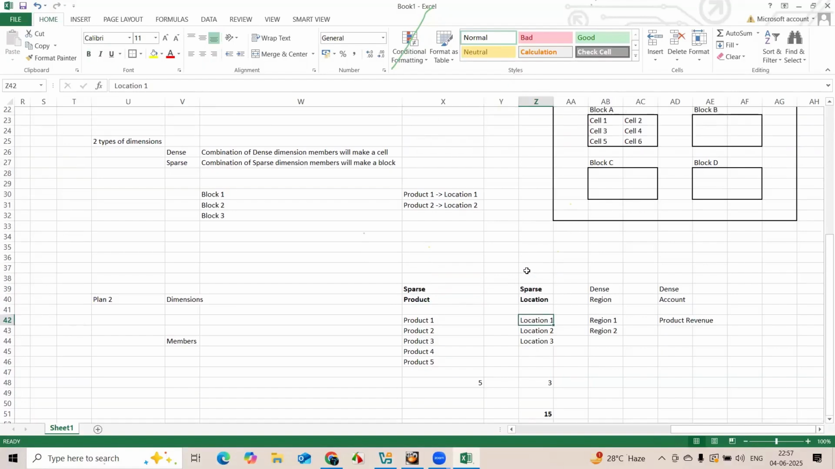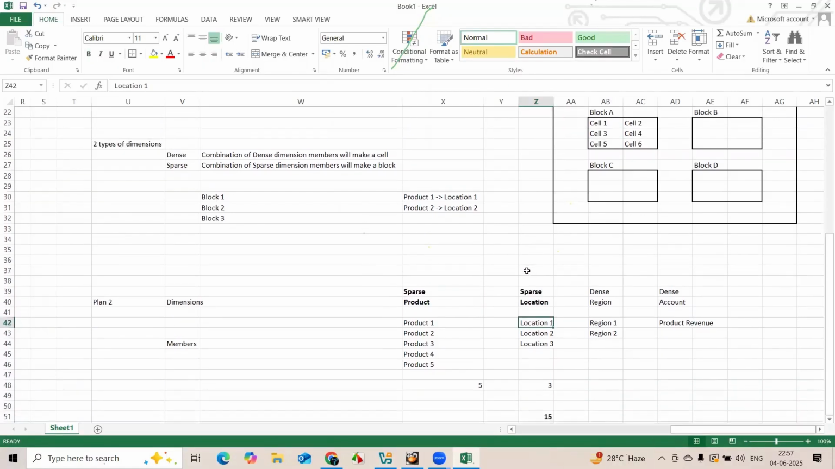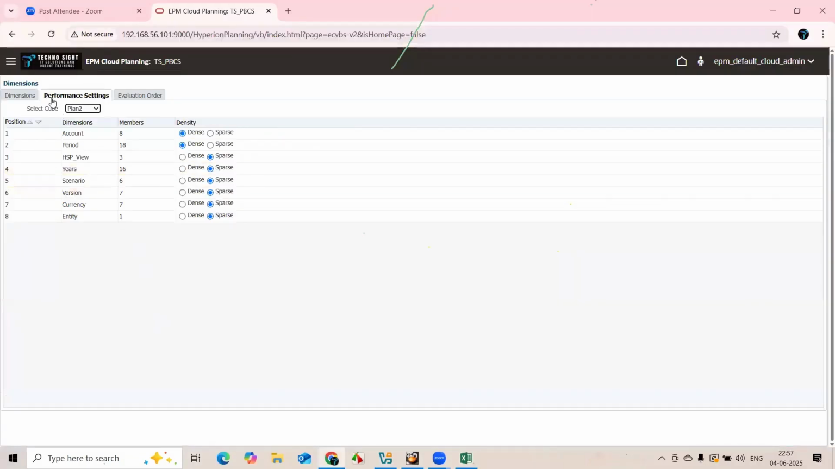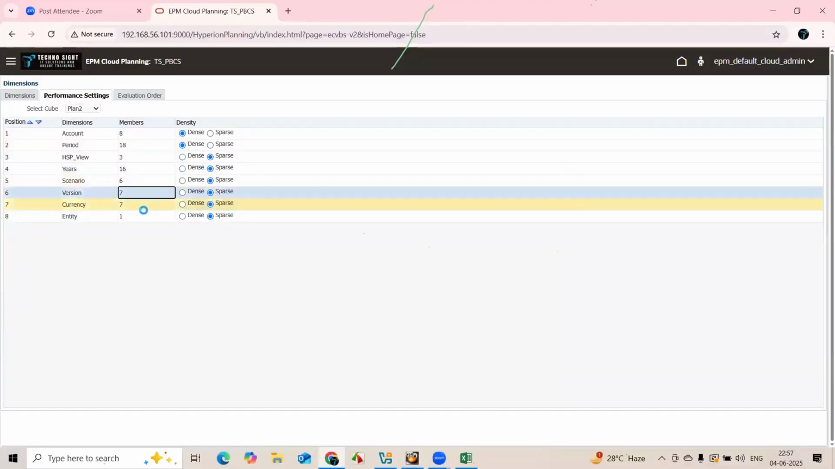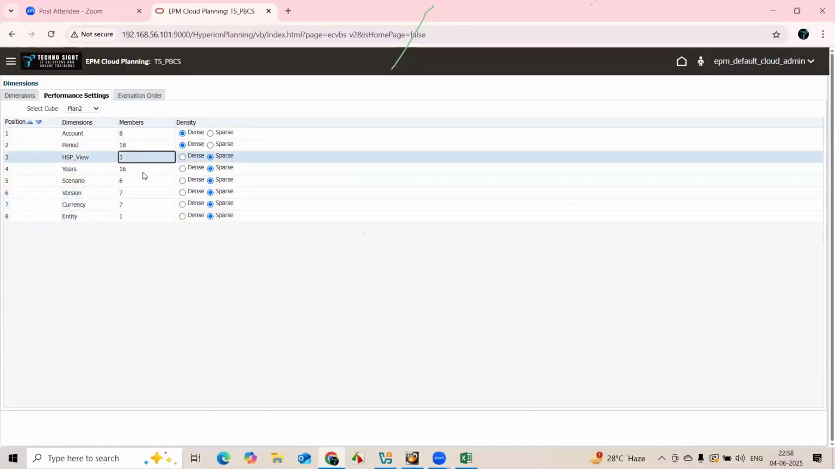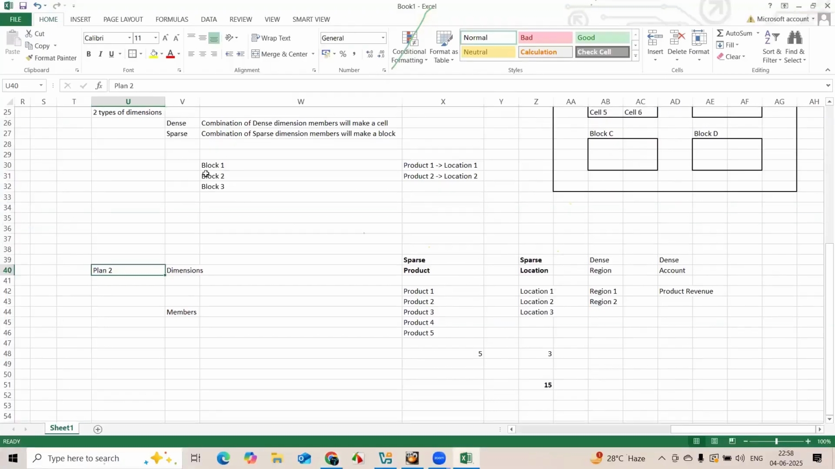So if you want to calculate how many blocks will be available in this application, you need to come here, click on performance settings, and multiply all the sparse dimensions that you are seeing here and the members associated with them. This is how the blocks are formed.